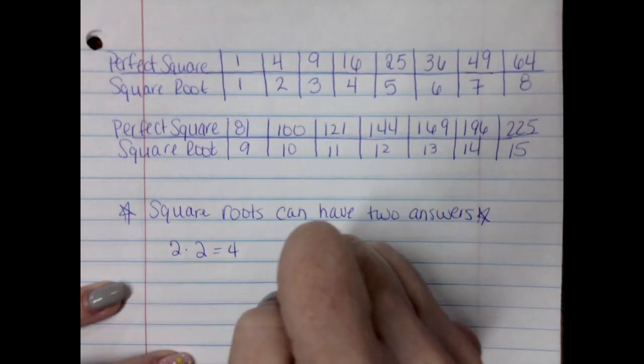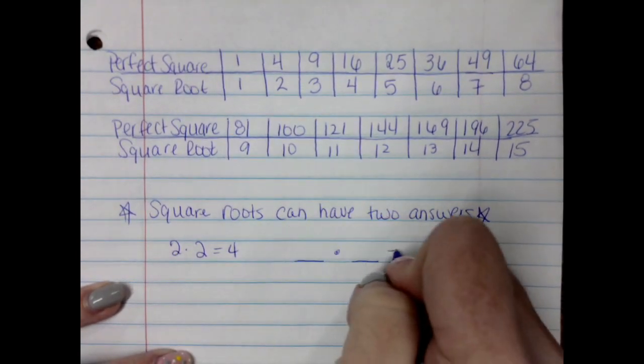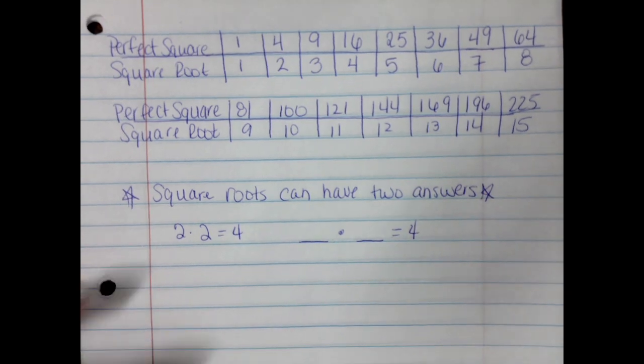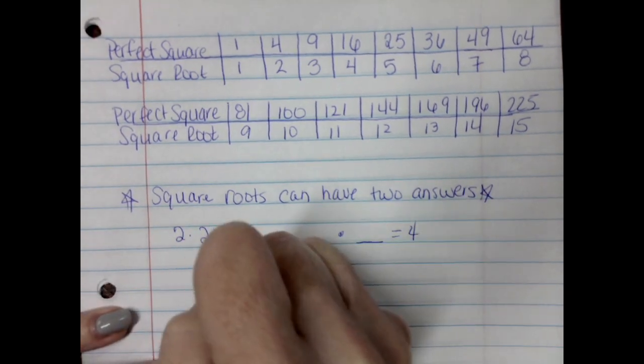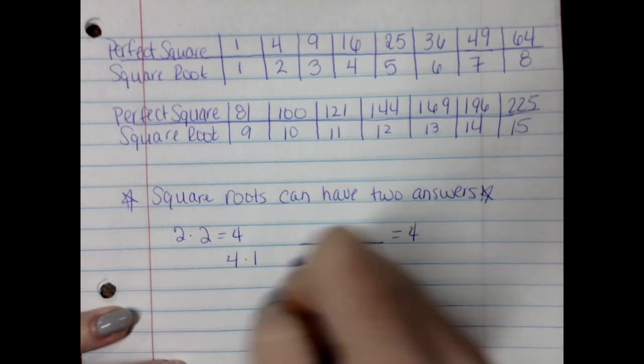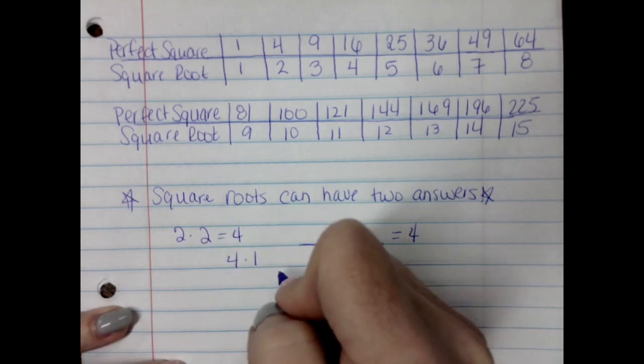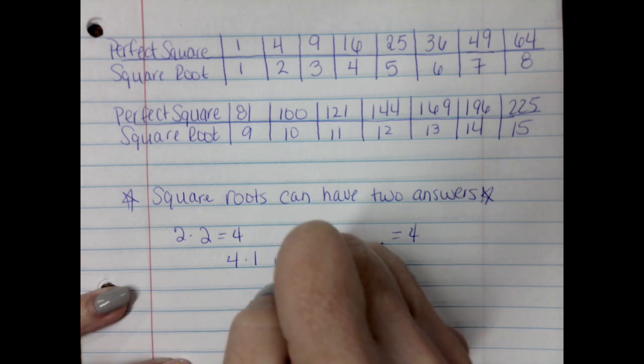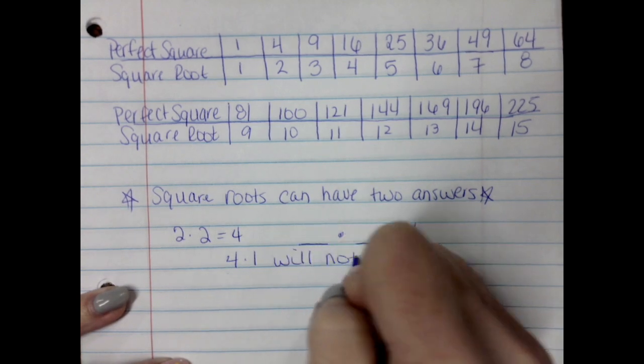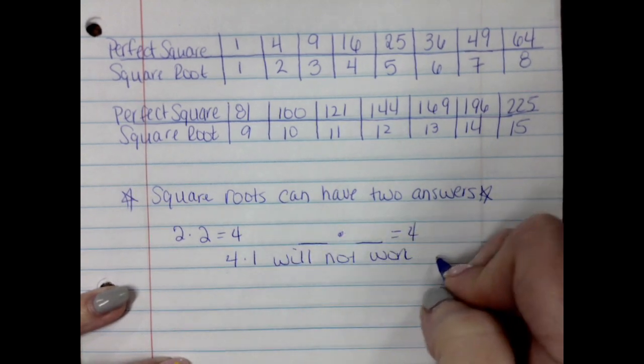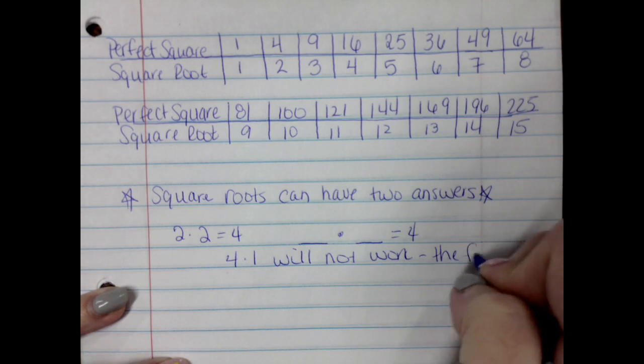There's another one, though, that when I say something times itself will also equal 4. Now, the most common mistake answer is people want to say 4 times 1. Yes, 4 times 1 is 4, but this is not a perfect square. So 4 times 1 will not work. The factors have to be the same.